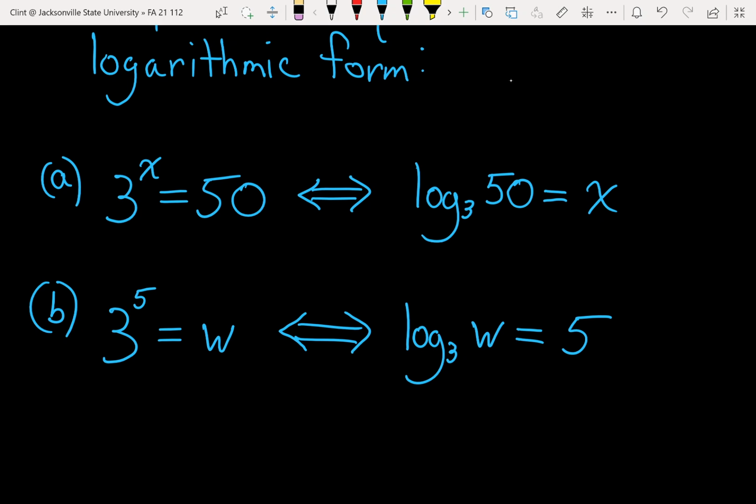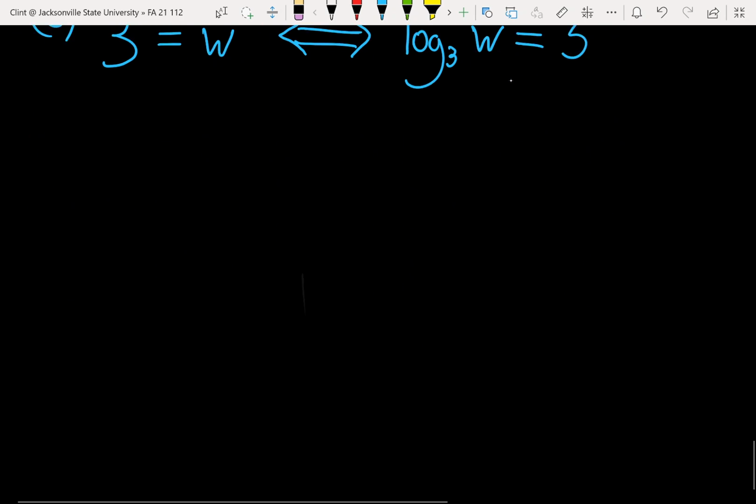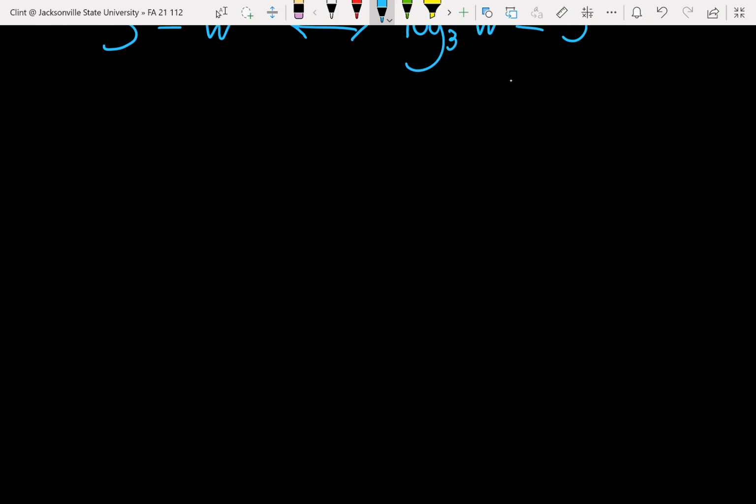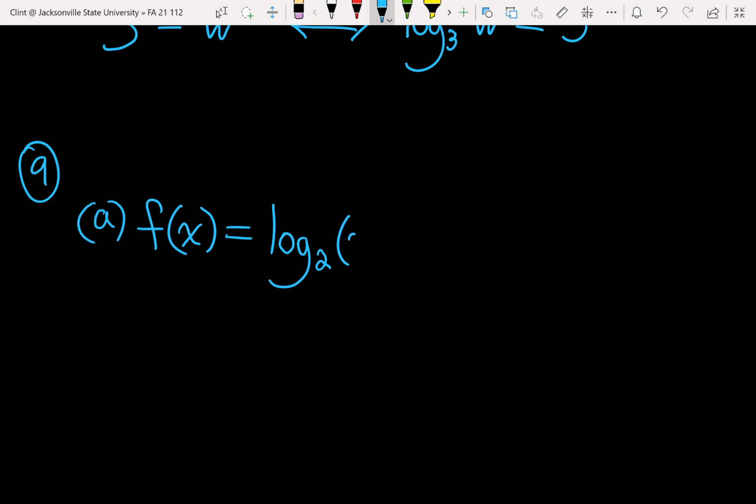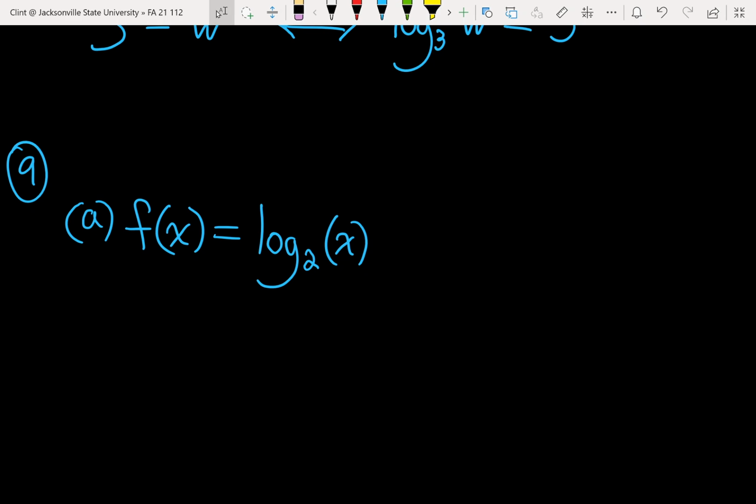Number 9 is another one of the graph matching questions. This time we're dealing with logarithms. It's one with the 4 graphs, and it gives us 4 different functions and tells us to match the function with the graph. So we'll just go through one by one again. The first one gives us log base 2 of x. We don't have any negative signs in there. No transformations have been done on this one. So this is just our basic logarithm graph.